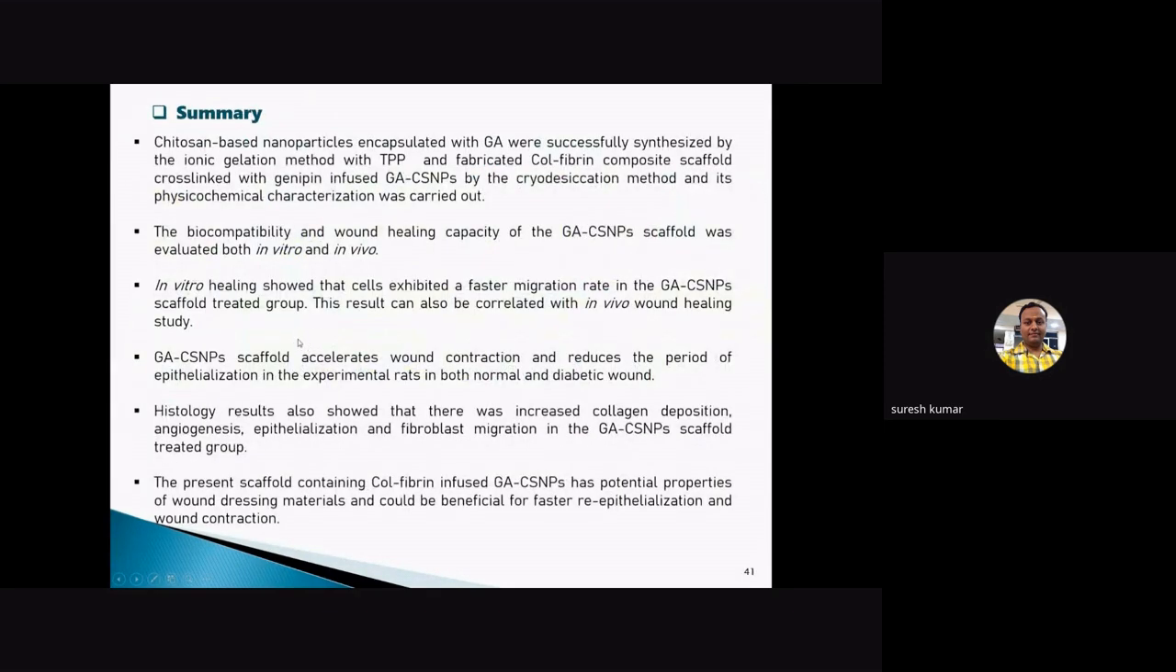So this chapter, I want to summarize. The present scaffold containing the collagen fibrin infused with the gallic acid containing chitosan nanoparticles has the potential properties of wound dressing materials and could be beneficial for faster re-epithelialization and wound contraction.